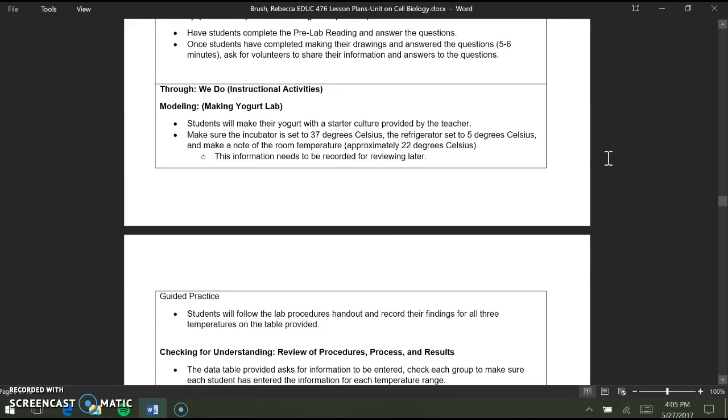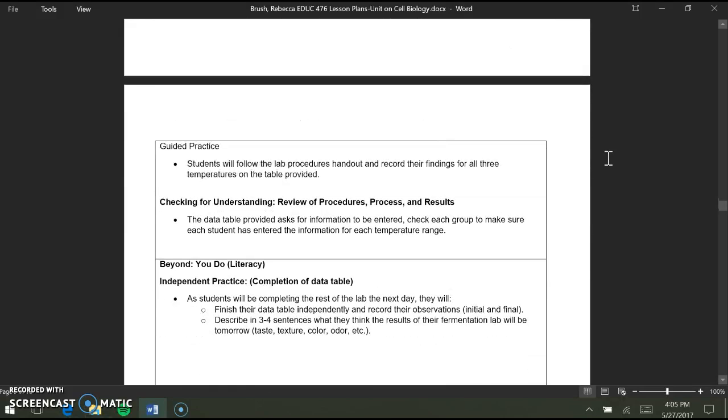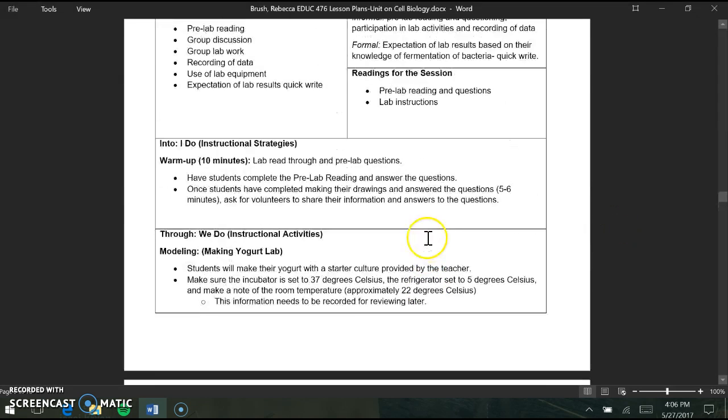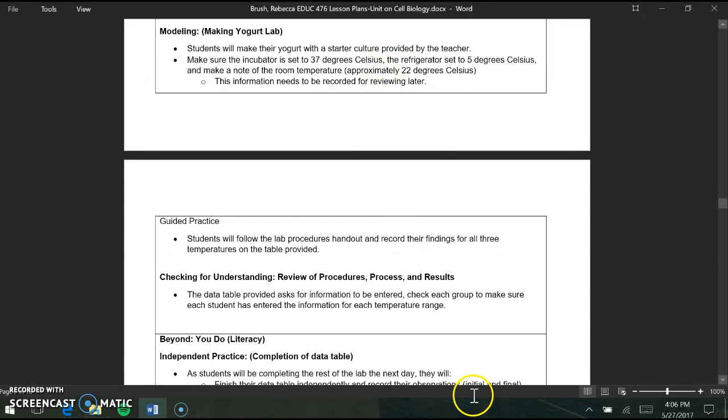We had an incubator, refrigerator, and then we also had the temperature in the room, and made sure that every student was recording all this information. And so they followed the procedures in our lab, and then we had a data table that they had to fill out. Even though it's a very simple and short lab, for the instructions, the attached information really goes into detail and makes them think.